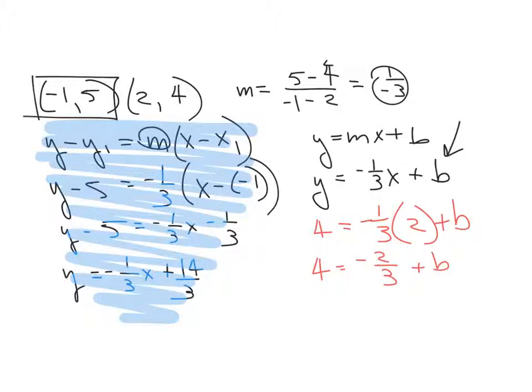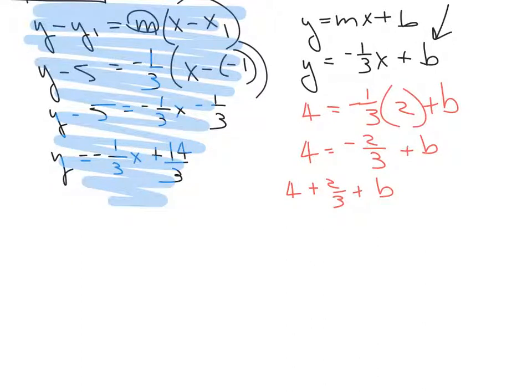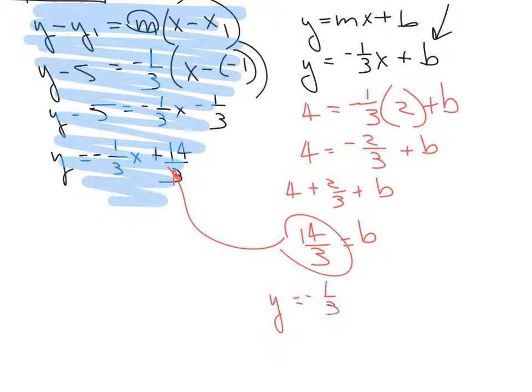-2/3 plus b. Add 2/3 to both sides. Again, all I'm looking for is the y-intercept. So that would be 12, 14/3 equals b. Now, that's what I found here, right? So now I have y equals -1/3, that was my slope, x plus 14/3. All right, so again, all I was looking for is my y-intercept and my slope. Once I have that, I just write it as y equals slope x plus y-intercept.